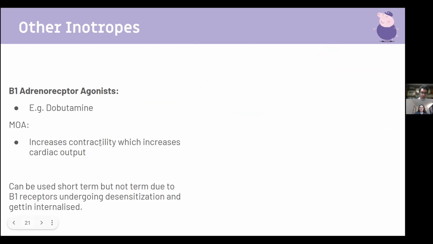But really, it's not super effective. You can only use it in the very short term because the receptors desensitize and get internalized. And you have to be careful with beta blockers, because using them together will cancel each other out.